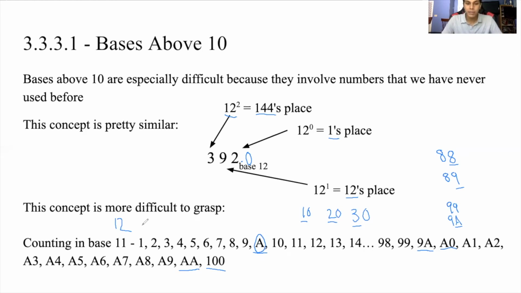For every number above 10, you just assign the next letter, the first letter in the alphabet that hasn't been used already, which is why we start with A. And then to represent 11 in a single digit number, we'd have B. To represent 12 in a single digit number, we'd have C, and so on. So counting in bases above 10 is actually a little bit more difficult, but once you understand this concept, it'll be a lot easier to use bases above 10 to convert back and forth between them.